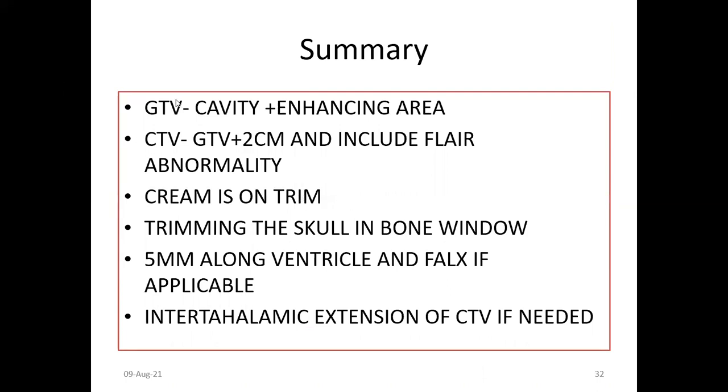So in summary, GTV is your cavity plus enhancing area. CTV is GTV plus 2 centimeters and include the FLAIR abnormality. The crux is trimming. Trim at the skull in the bone window, and 5 mm along the ventricle and falx if applicable. Interthalamic extension of the CTV is needed if the medial part of the thalamus is involved or there is T2 hyperintense abnormality.